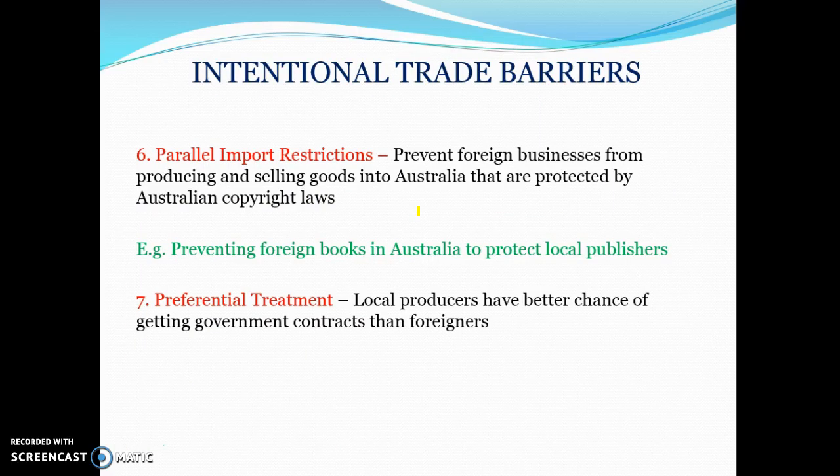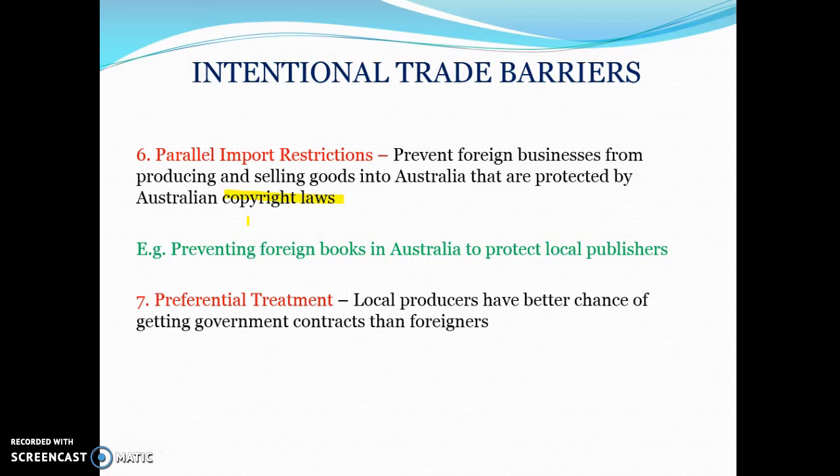And the last two, parallel import restrictions. They're a way to prevent foreign businesses from producing and selling goods in Australia that are protected by copyright laws. So it kind of prevents foreign books from getting published in Australia, particularly when there's Australian books that are very similar to those products. The idea is to try and create innovation and, I suppose, development in Australia's book industry, so we don't have to compete with foreign products.